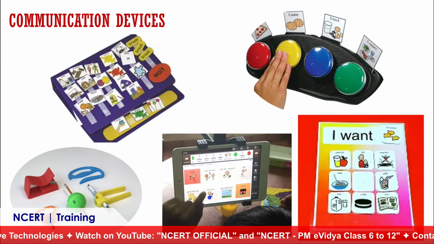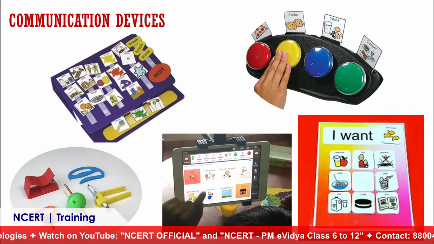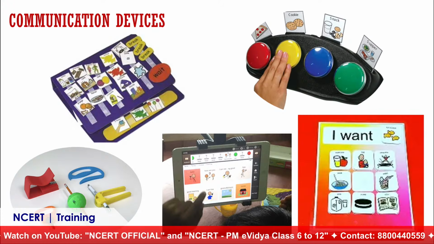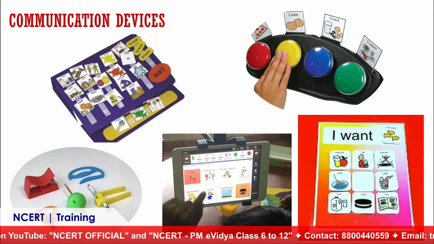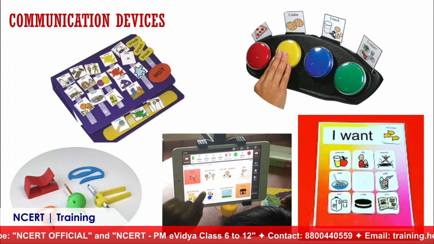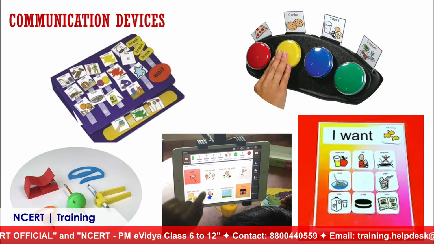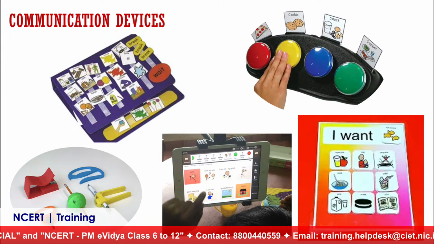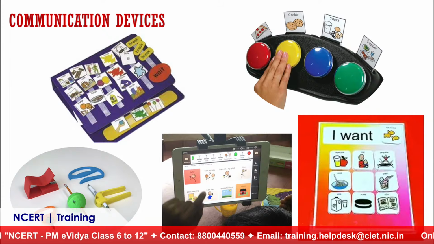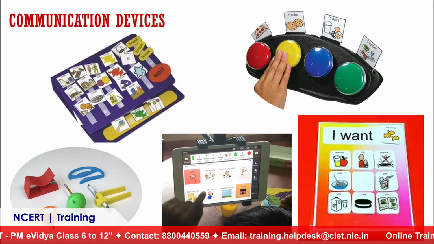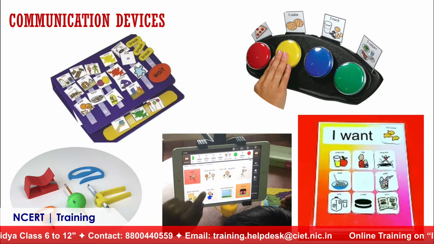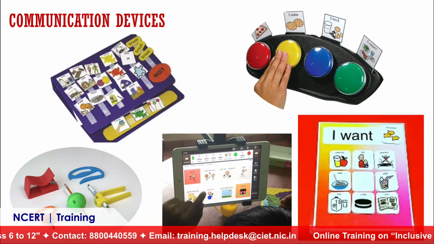Communication devices are very important, especially for children with autism and children with multiple disabilities. AAC is very important, and I wanted to show that in one frame, low-tech devices. You can see different types of pencil grippers. Then you can also see the communication board with Velcro, where pictures are used. This is used for children with autism.